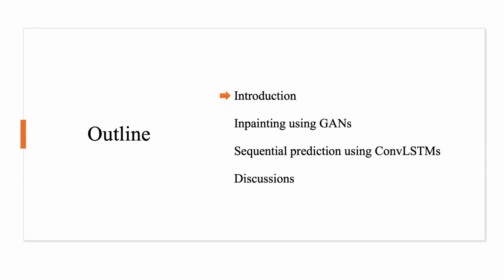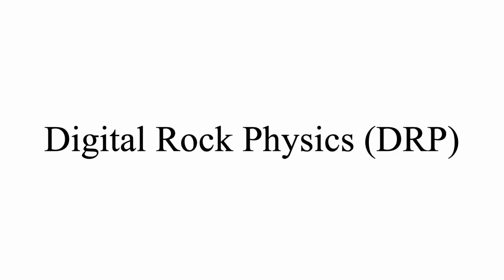I will start with a brief introduction on our motivations and objectives. Following that, I will share with you two types of methods for 2D to 3D reconstruction. The first one is inpainting using GANs, and the second one is sequential prediction using convolutional LSTM networks. Lastly, I will end this presentation with discussions on our achievements and future work. Let's start with the introduction first.